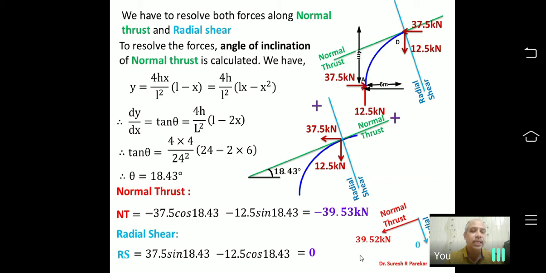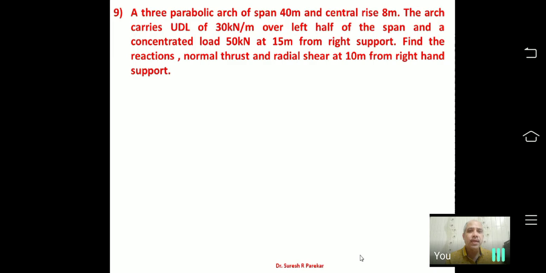In the first we have taken UDL. Now we will go to the next problem, in which we are going to consider a combination of these two, and then find out the normal thrust and radial shear, which will be our third problem. Now you can read, we have UDL 30 kilonewton per meter over the left half of the span, and we have a concentrated load 50 kilonewton at 15 meter from the right part, and we have a rise of 8 meter. Normal thrust and radial shear we have to find at 10 meter from the right hand support.